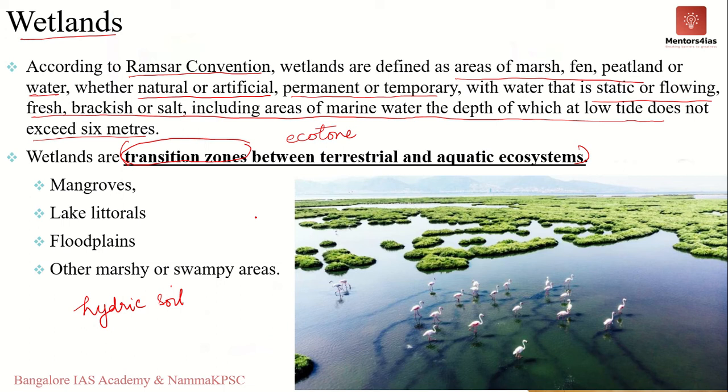Okay. However, the most important factor when it comes to wetlands is that they are considered the most biologically diverse of all ecosystems. Please remember, wetlands are considered to be the most biologically diverse of all ecosystems, which serve as a home to a wide range of plants and animals.